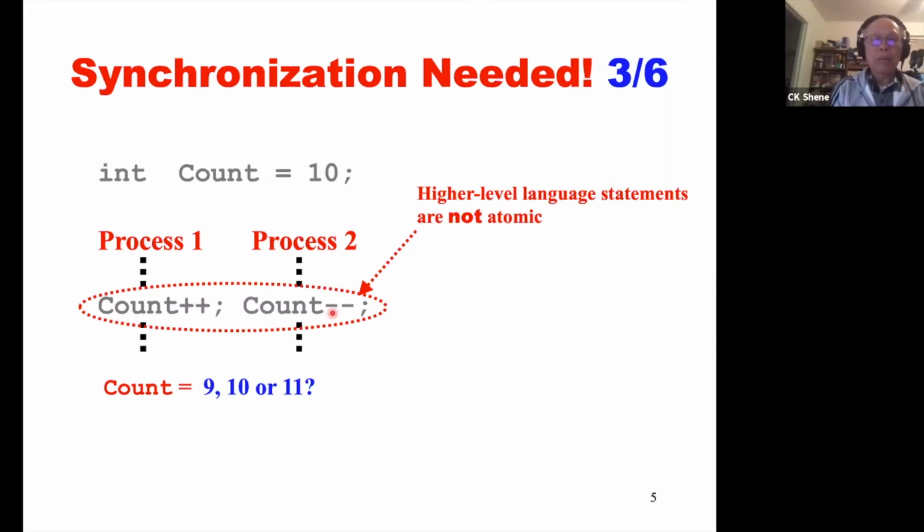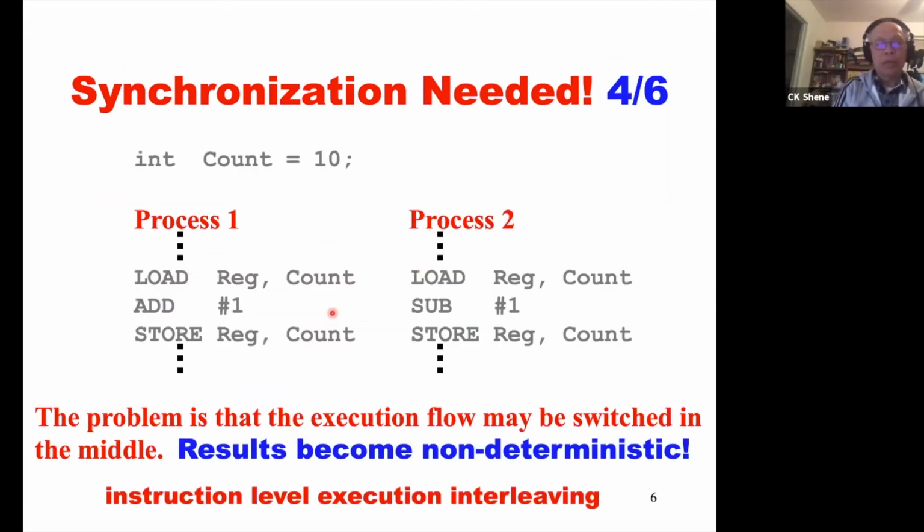I will use a hypothetical assembly language or machine instruction. It looks like this. Process 1 loads the value of count to a register. So the register has the value 10 and adds 1 to it. So the register after adding 1 would be 11. After the add instruction finishes, the register has the value 11, then save it to count. That's from the perspective of process 1.